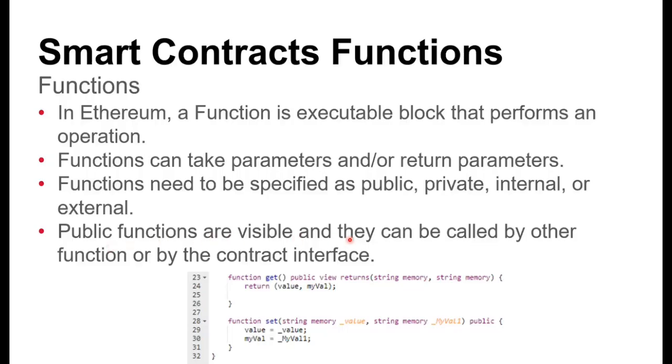Public functions are visible, and they can be called by other functions in the contract interface. So it's important to understand the visibility of your functions and also how they're structured within your contract. We can see here we have a public function called get and another public function called set. The get, in this case, returns two string values, and we can see here it receives two values.